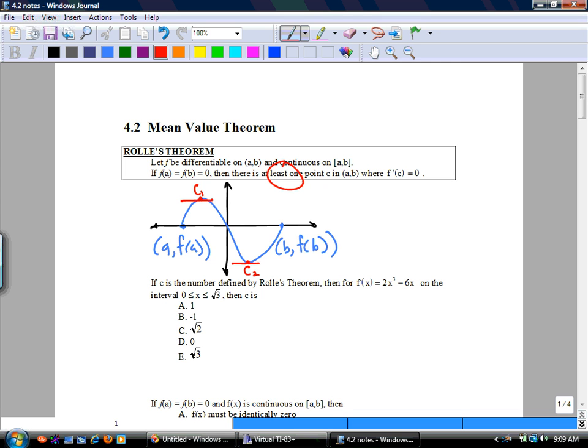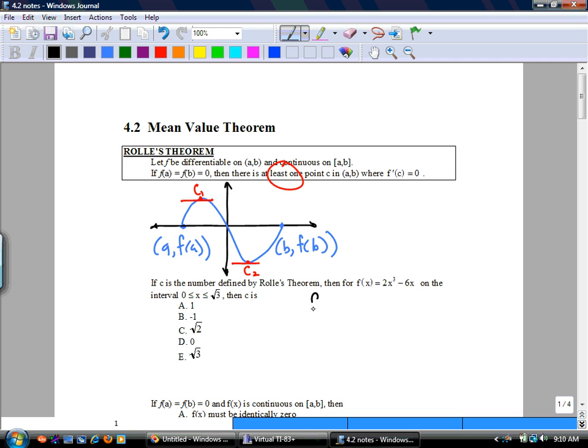Okay, so that's what Rolle's theorem says. If C is some number defined by Rolle's theorem, and they're saying it works in this interval 0 to root 3, then what we're trying to do is to find C over the interval 0 to root 3.